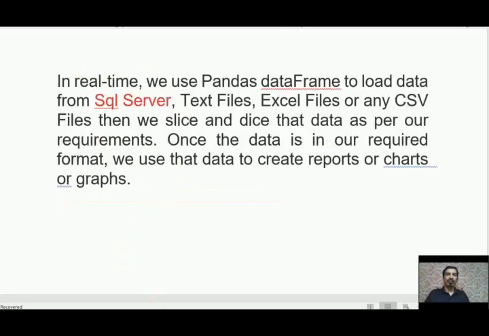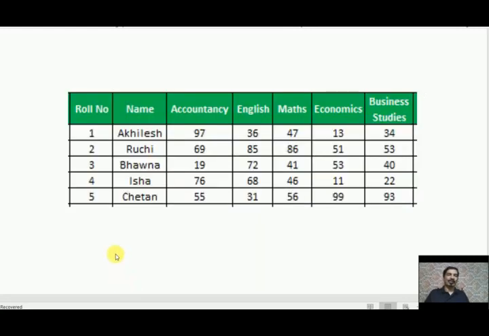In real time, we use Pandas DataFrame to load data from SQL Server, text files, Excel files or any comma-separated value files, and then we slice and dice that data as per our requirements. Once the data is stored in our format, then we can use that data to create reports or charts or graphs. Now you see this table is having few columns, 5 rows. Here roll number, name, accountancy, English, maths, economics and studies, and there are 5 students.